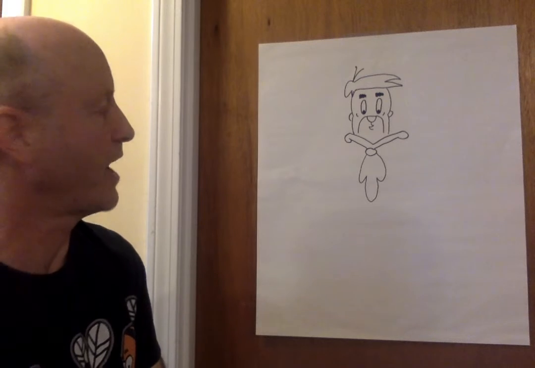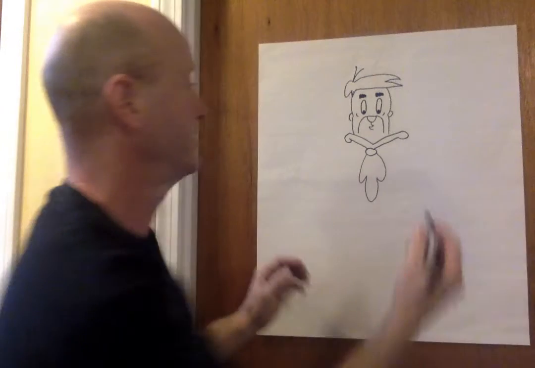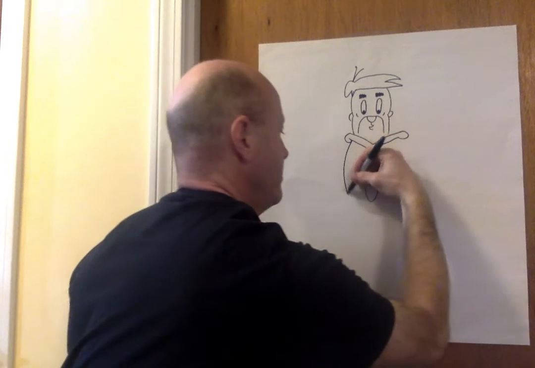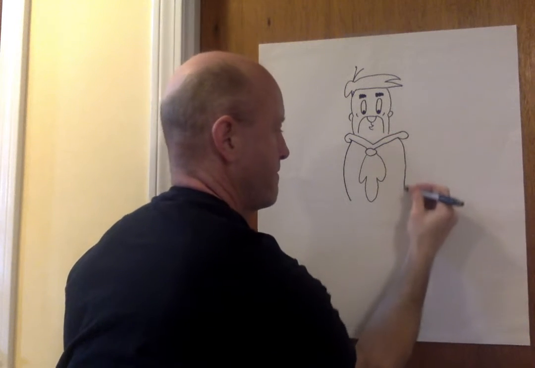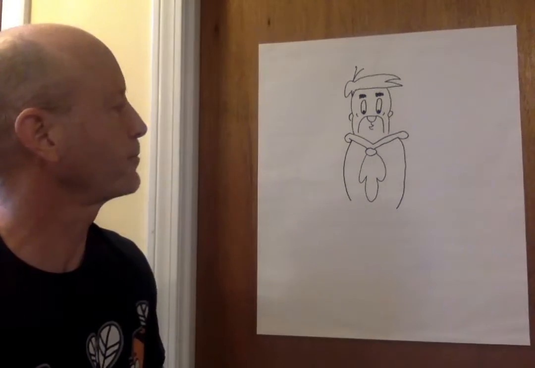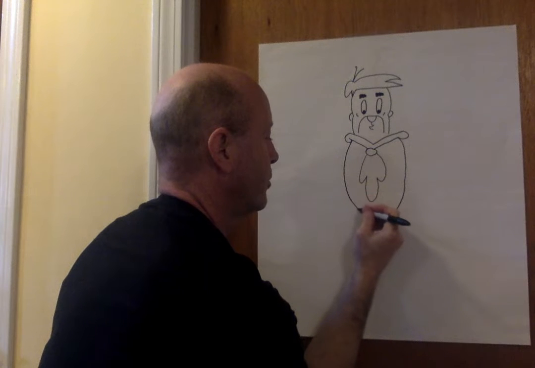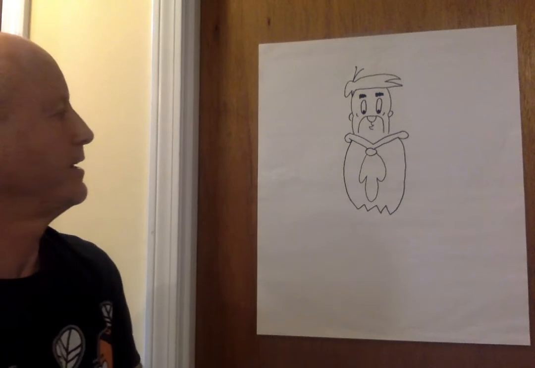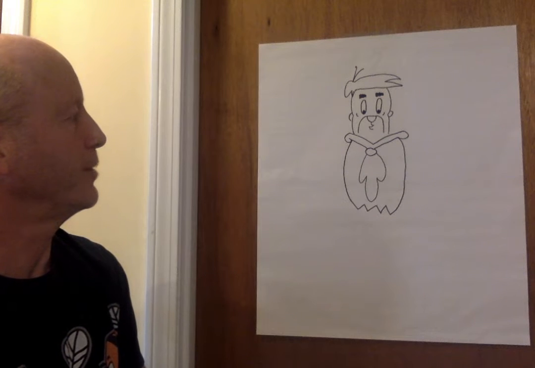Okay, once we have that, we're going to work on his body, the side of his body. So we're going to come, and Fred has a little bit of a curve as we draw his body. And then it comes together with triangles as we go forward there.